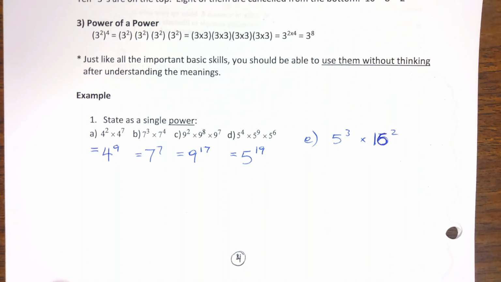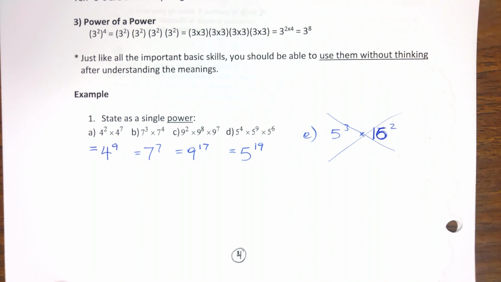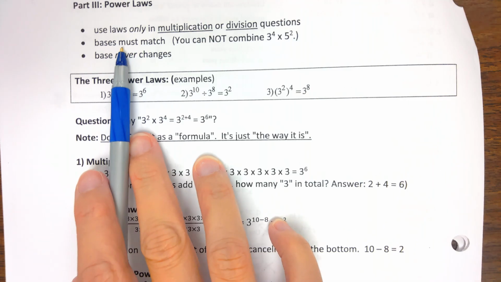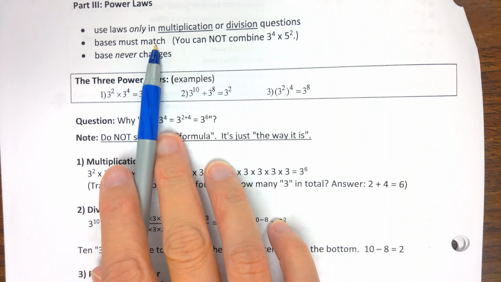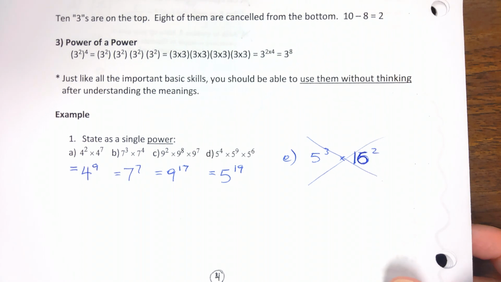Armin? No. You can't simplify it. I cannot simplify it. Why? Because the bases are different. Right, so remember, base must match for you to be able to combine them. Okay, I'll do a next example after where you can combine.